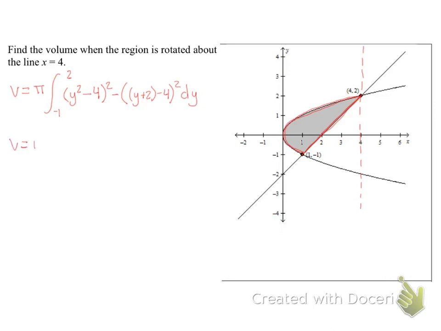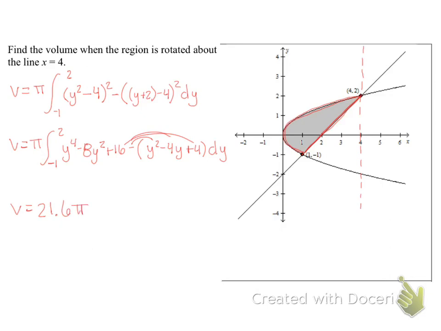Okay, like I said, if you're good with a calculator, you can punch this in. If not, you should get something like y to the 4th minus 8y squared plus 16 minus y squared minus 4y plus 4 dy. If you're going to do this by hand, please make sure that you distribute this negative where it needs to go. If you punch it into the calculator, you should get 21.6 pi.